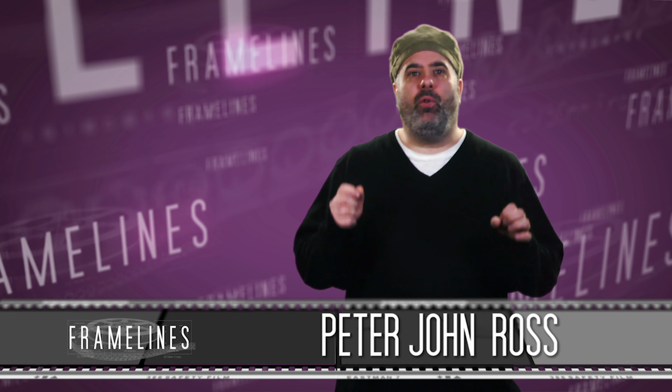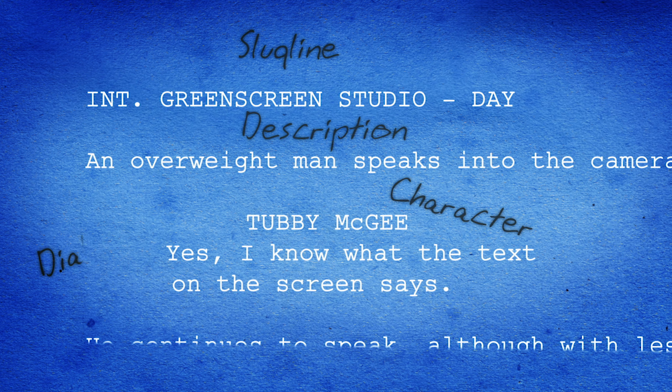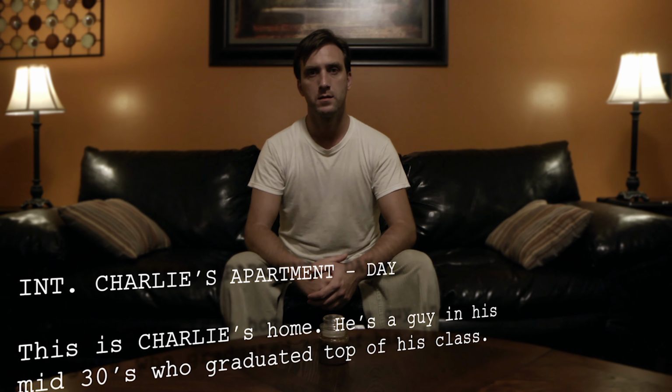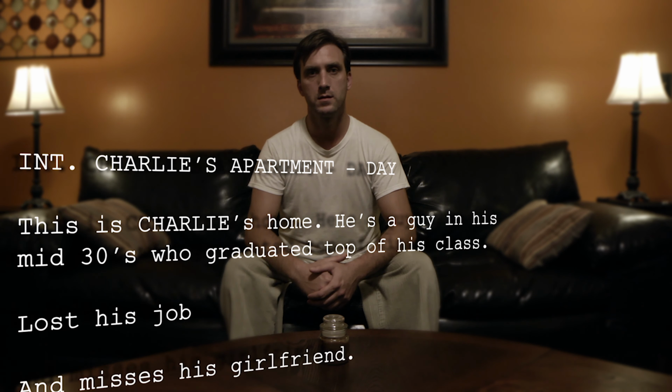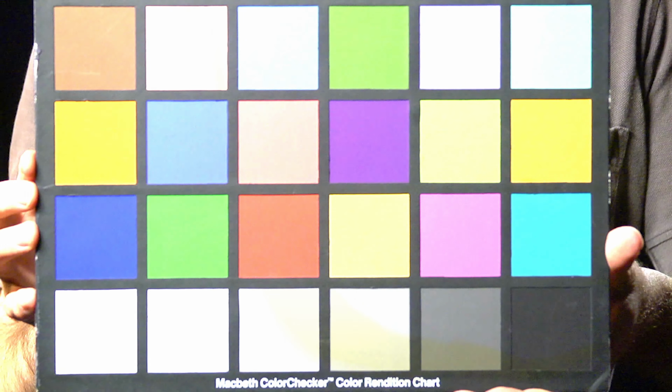Movies start with the script. There's a very specific format for screenplays. You start with where the scene takes place, a description for the scene, then write the character name, and finally dialogue. A lot of screenplays read more like a book, and if they do, it might sound something like this. Interior apartment day. This is Charlie's home. He's a guy in his mid-30s who graduated top of his class, lost his job, and misses his girlfriend. Well, that's great for a novel.